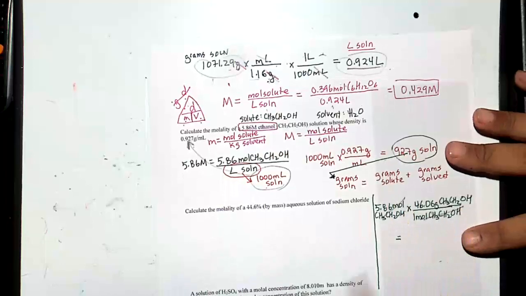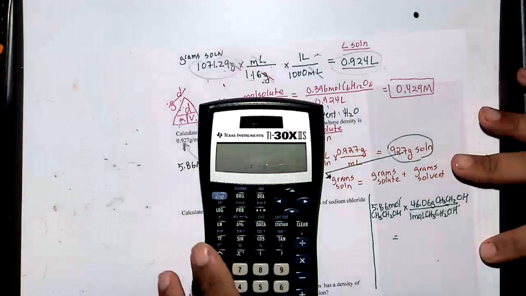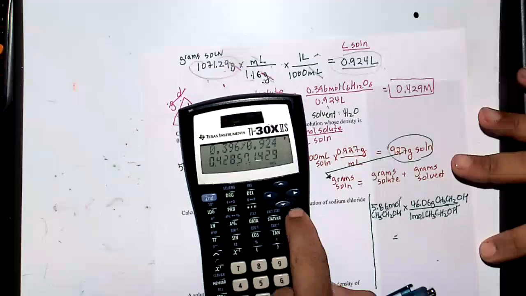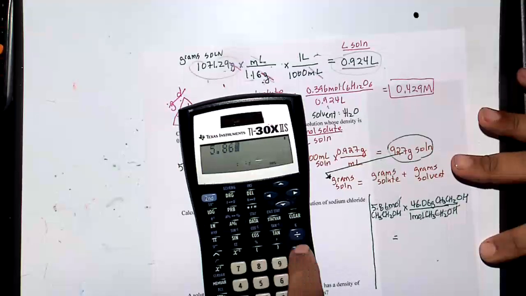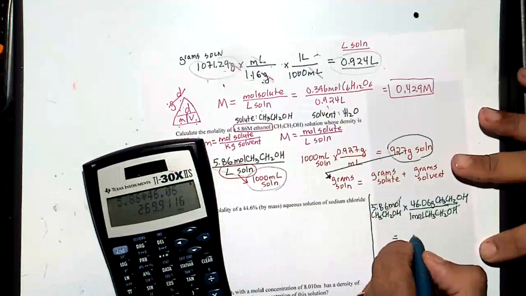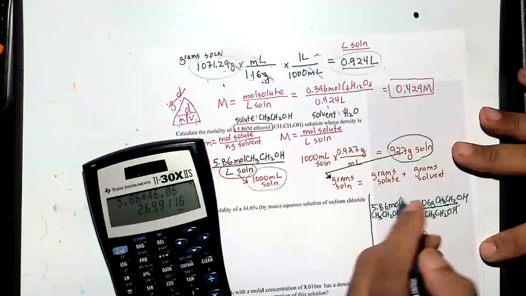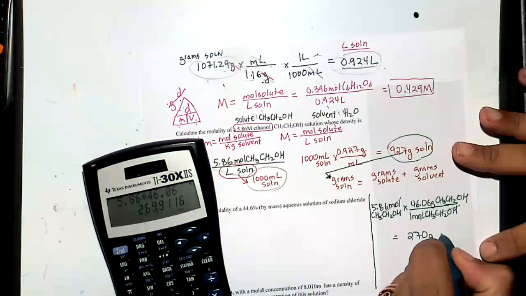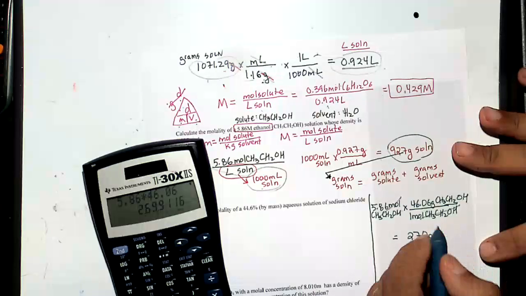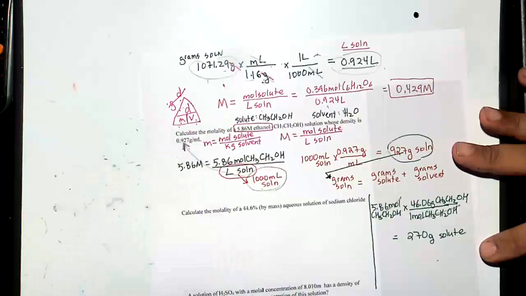So the moles of ethanol cancel. What's 5.86 times 46.06? 270? Okay, we'll go with 270 grams of solute, which is the ethanol. We're going to put that here.